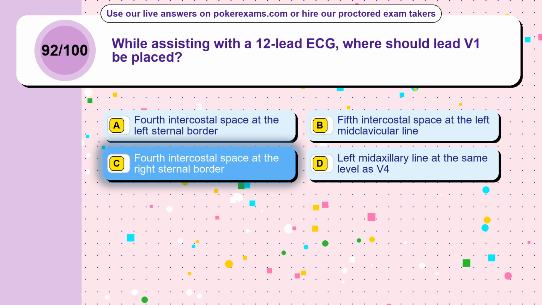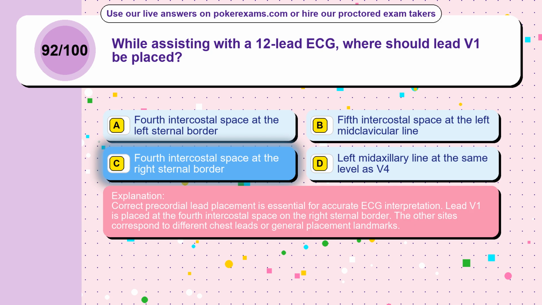The correct answer is option C. 4th intercostal space at the right sternal border. Correct precordial lead placement is essential for accurate ECG interpretation. Lead V1 is placed at the 4th intercostal space on the right sternal border. The other sites correspond to different chest leads or general placement landmarks.